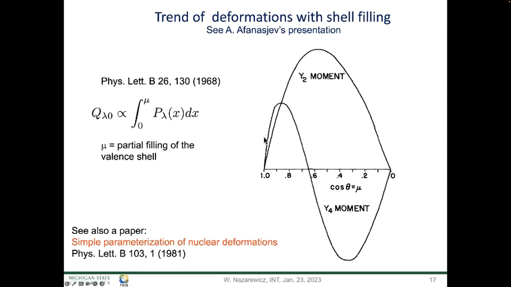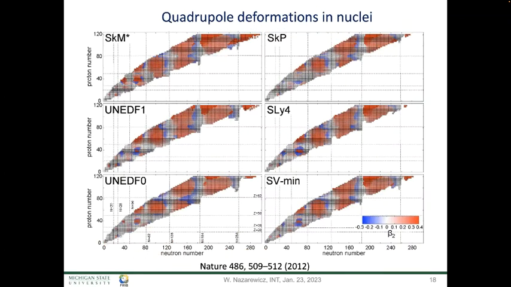The hexadecapole moment depends differently. At the beginning of the shell it is large, and then goes through 0 and changes sign. If you think about the Y6 moment, it will go like this, okay? It will have 2 zeros when you go through the shell. There's a nice paper by Nilsson and Ståhl from 1981 here, which parameterizes all those shapes. So let me show you some global predictions.